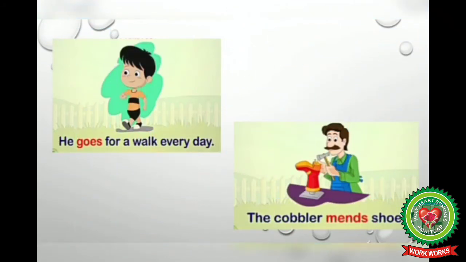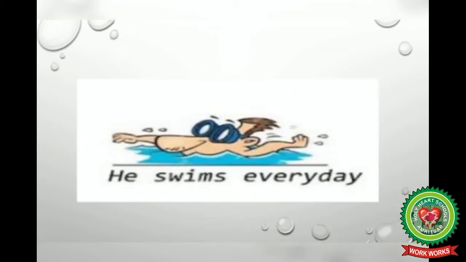Now let us discuss some examples. He goes for a walk every day. Goes in a sentence indicates a habit of a person and an action takes place in present, so it is your present tense. The cobbler mends shoes. Mends in a sentence indicates regular event and an action takes place in the present, so it is your present tense. Moving further, he swims every day. Swims in a sentence indicates a habit of a person and an action takes place in the present, so it is your present tense.